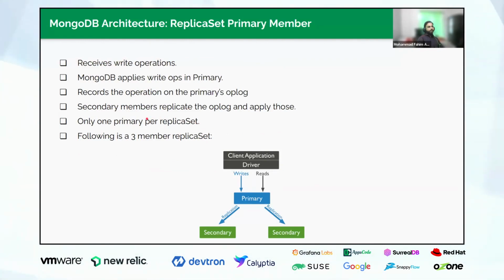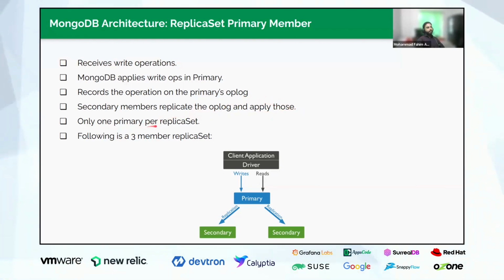So if you see the primary member of the replica set, it actually receives the write operations and also the read operations by default. So when the client application applies some query or write operation, MongoDB applies the write operations in the primary node of the replica set. And the primary records the operation in the oplog. The secondary member sees the oplog, replicates it, and applies those oplog entries. So it maintains the same data as the primary.